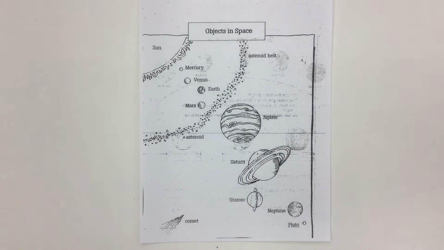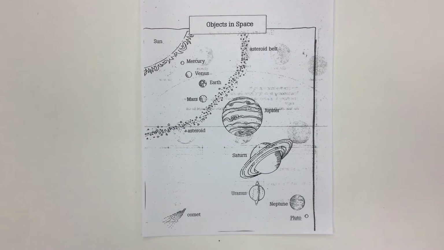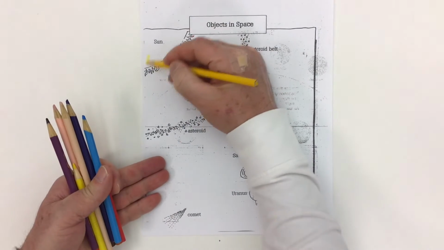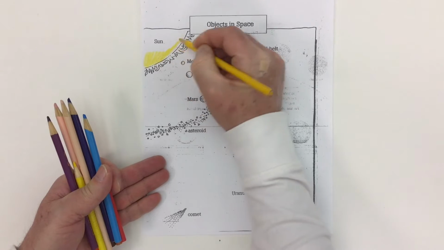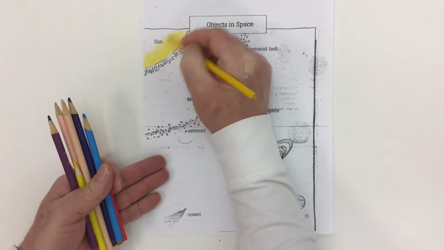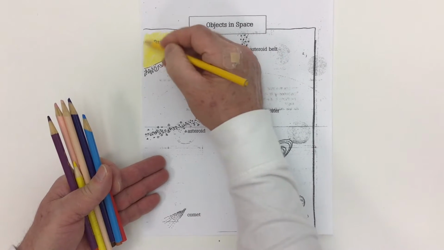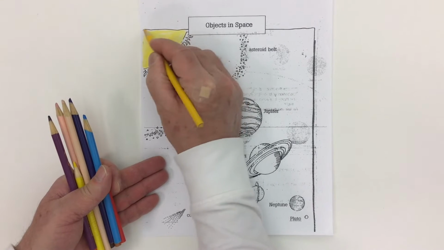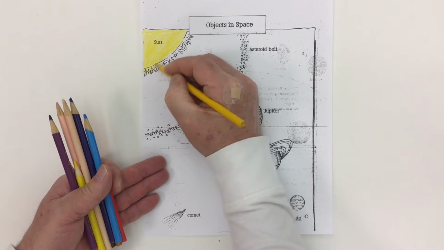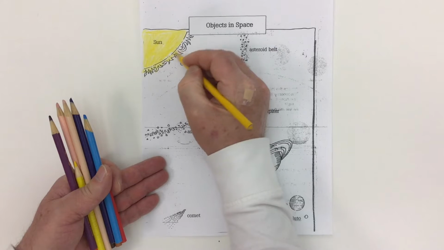So here we have a worksheet that represents objects in space as part of our space theme unit. Let's start coloring them in. We know our sun is a medium-sized yellow sun. The blue suns are the ones that are much hotter, and the red suns are the ones that are quite a bit colder. Ours is medium in size and medium in heat.